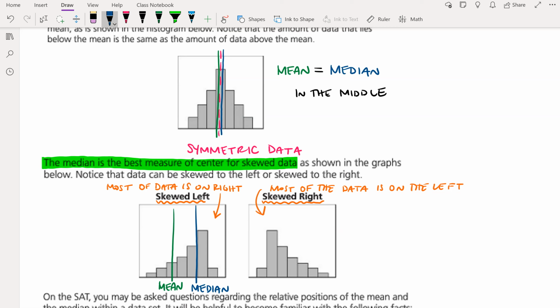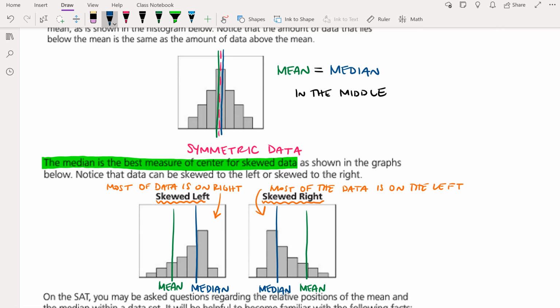And then it'll be the opposite for skewed right data. So the mean will be on the right, and then the median would again be somewhere towards the tallest bars, or the most amount of data. And remember, this makes sense, right? Because the median is the number that occurs most often. So these higher numbers occur most often, which is why they're the taller bars, right?